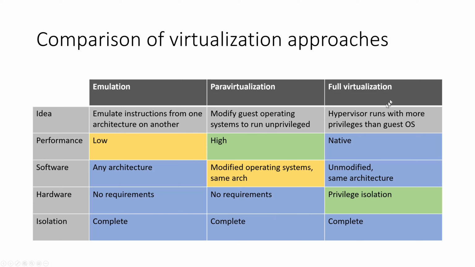And finally, we've seen that in full virtualization, the idea is to run the hypervisor with more privileges than the guest OS, so that the hypervisor can control the guest OS. And full virtualization has great performance, so the guest operating system and the guest applications will run at native speed because the hardware has support for full virtualization. The software can run unmodified, so that's great, but we do need hardware changes to support full virtualization. So old CPUs from Intel and AMD didn't have virtualization support, but most modern versions of processors do. And again, full virtualization also provides complete isolation. So isolation is provided by all techniques.